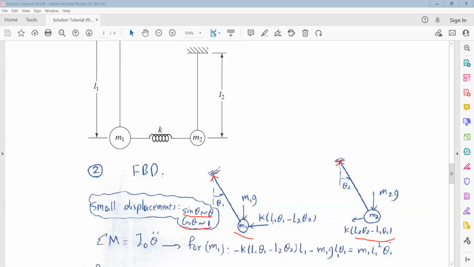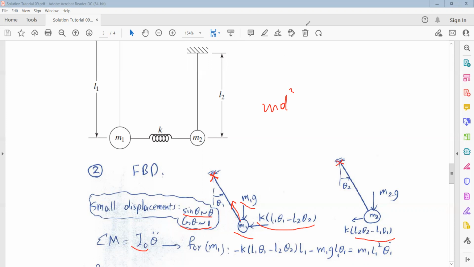And we can write the moment equation for the first mass. Also, we have a tension here, but because this tension passes through the point of rotation, it doesn't have any moment. Only the weight and the force due to the spring will appear in the equation of motion. And finally, it must be equal to the mass moment of inertia times the angular acceleration. The mass moment of inertia for a particle about this point, you know, is equal to m d squared, where d here in the first pendulum is L1 and in the second pendulum is L2.